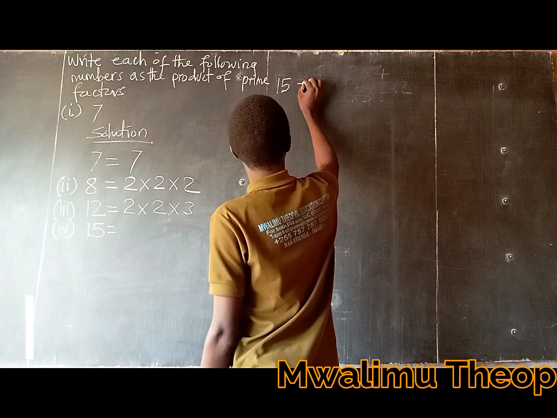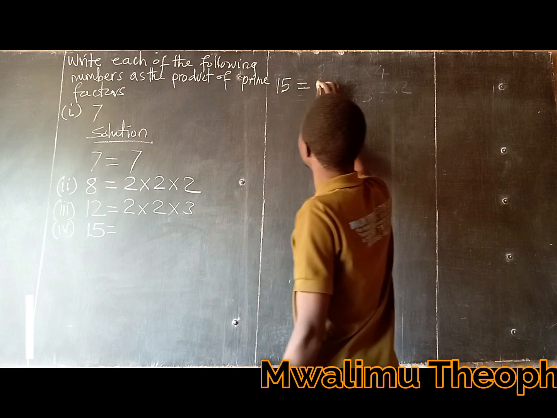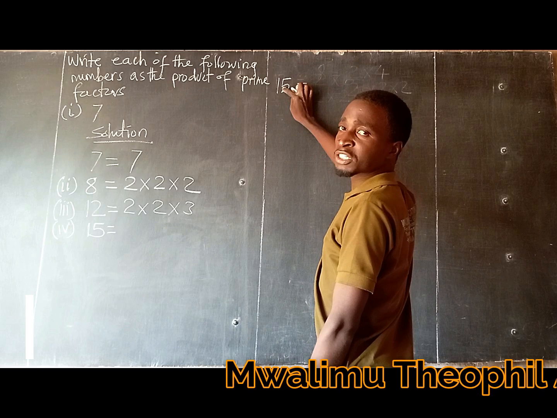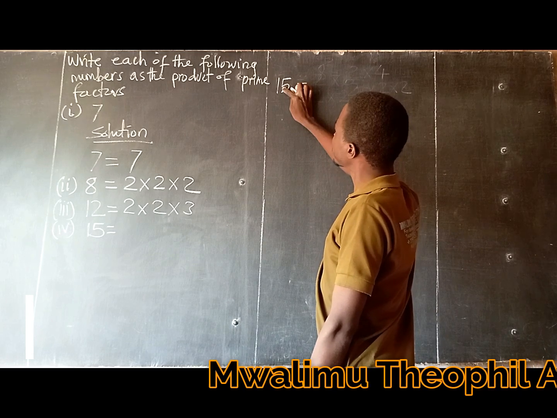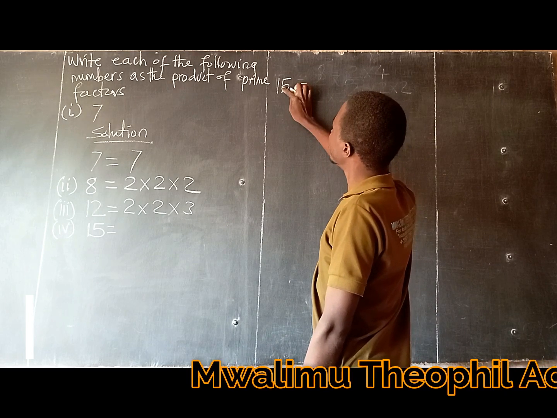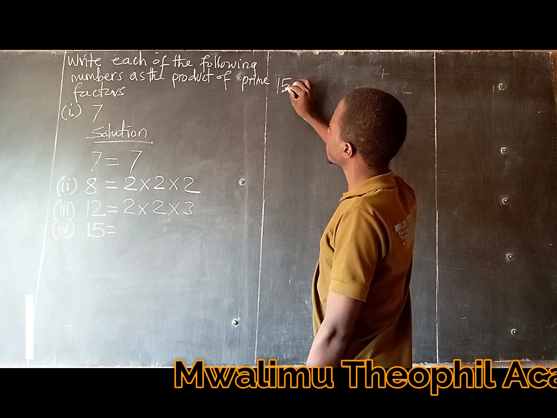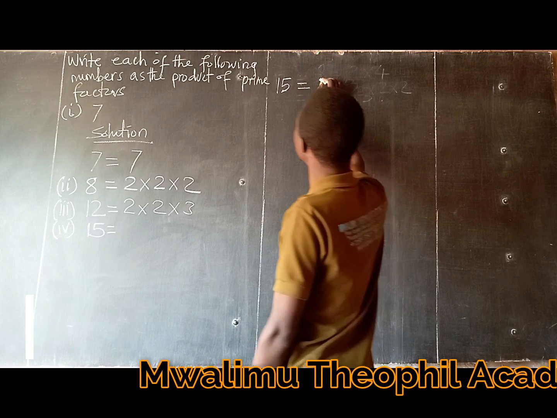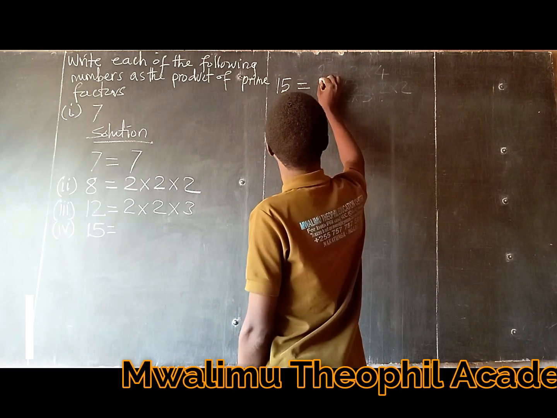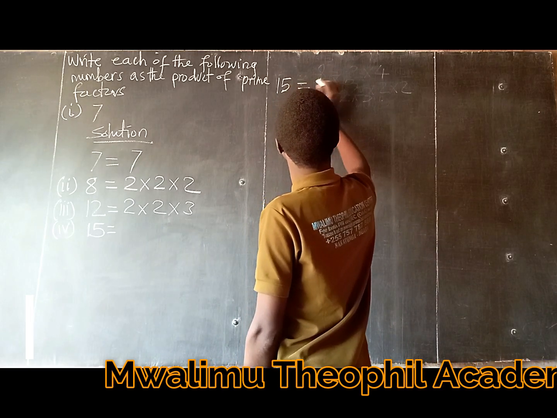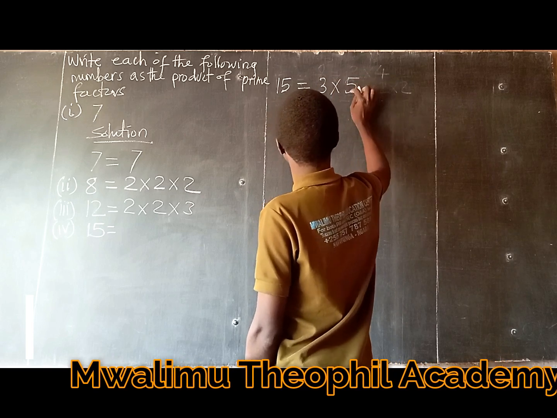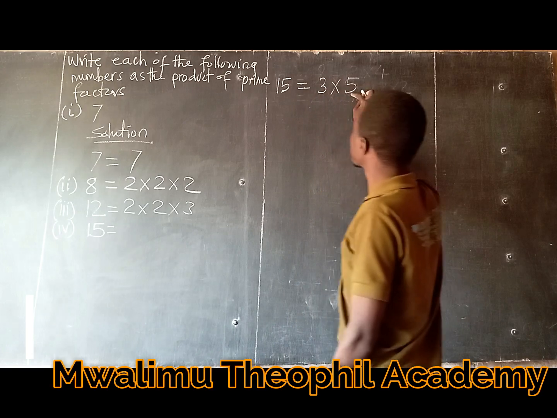Now simply, here we cannot start with 2 because 15 is not divisible by 2 completely without a remainder. Now let us look at 3. When we take 15 over 3, it is possible. We get 5. So it means that when you take 3 times 5, we get 15. So this is the first step.